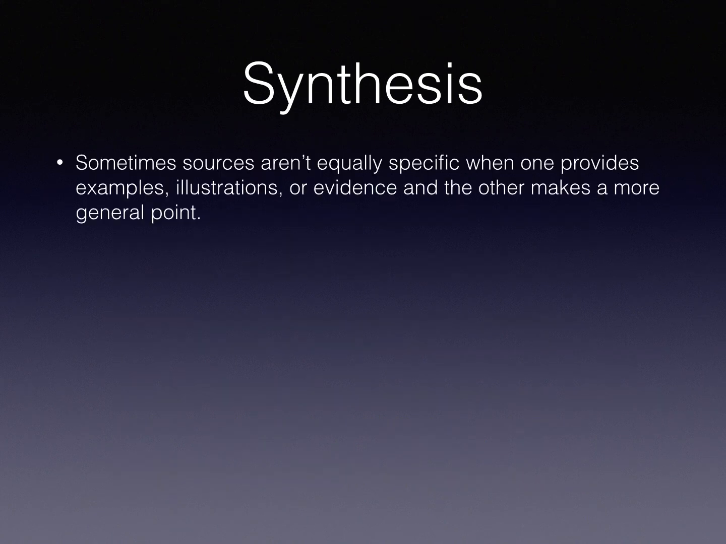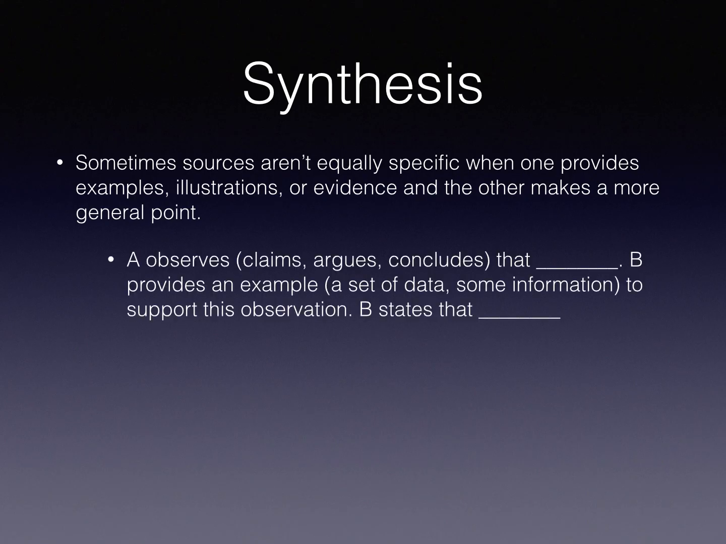Sometimes sources aren't equally specific when one provides examples, illustrations, or evidence, and the other makes a more general point. A observes, claims, argues, concludes that something happens. B provides an example, a set of data, some information to support this observation. B states that.